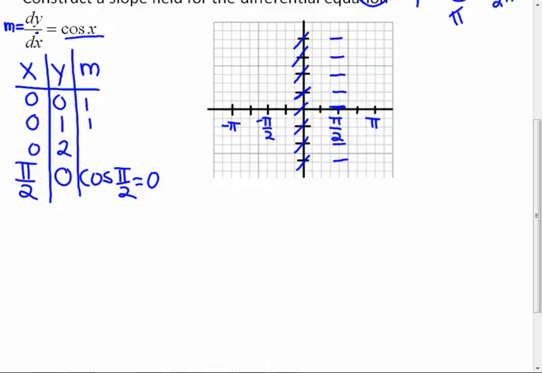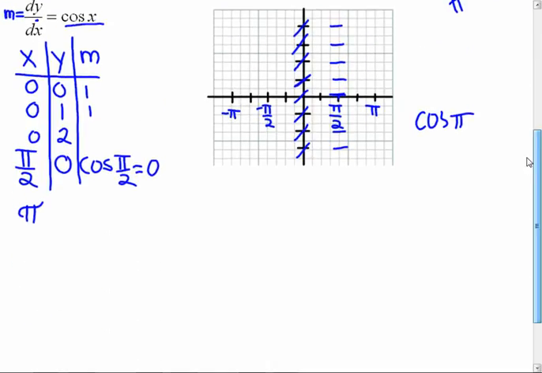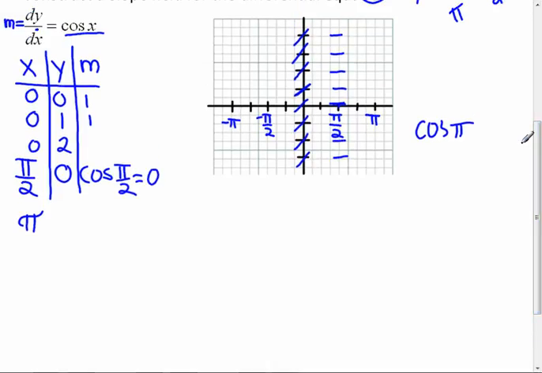Okay, what about at pi? What's the cosine of pi? Well, it's -1. So the slope at pi is going to be -1. What'd you say? Lost pi. That's on Pi Day. It's coming. Oh, yes it is.